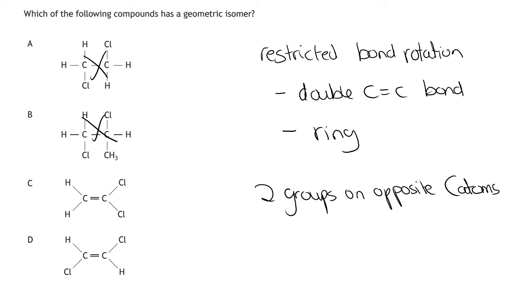rotation. So in number C, the two chlorines are on the same carbon. So they're not on opposite carbon atoms. So that one's not going to work. On this one, we've got chlorine and chlorine, or we could also have done our hydrogen and hydrogen, two groups on opposite carbons. And this one specifically, that's going to be our trans isomer because they are on opposite sides. So we need restricted rotation and we need two of the same group on each of the carbon atoms.